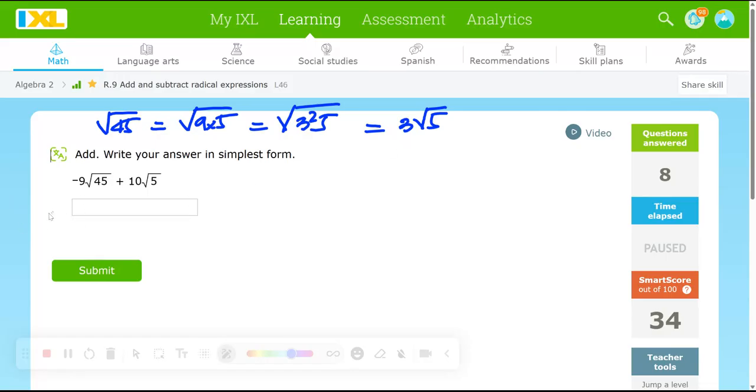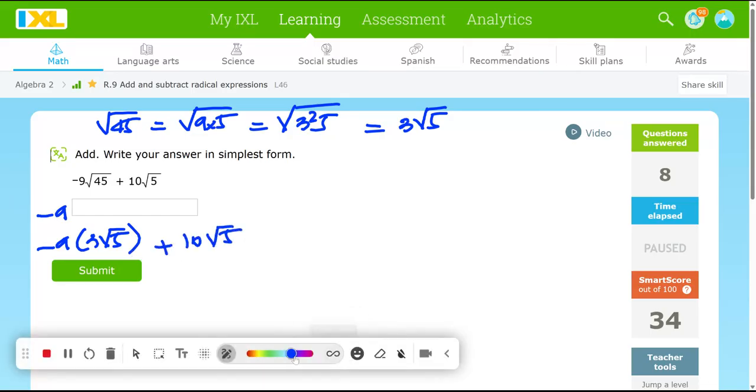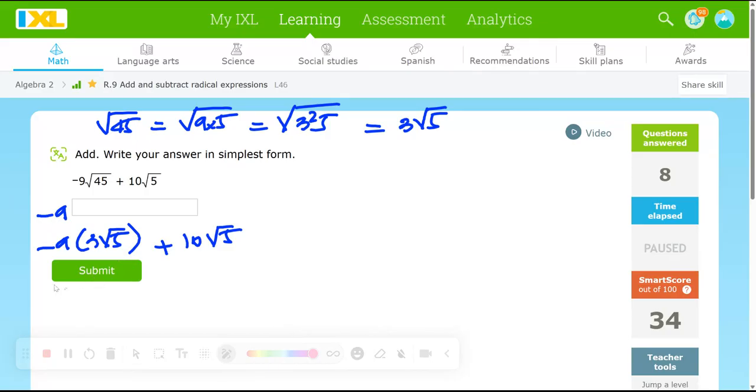Okay, so now I put negative 9, negative 9, 3 square root of 5. And now you have 10 square root of 5. Okay, perfect. So now you can see, before I do this, I multiply them in first. I come out with negative 27 square root of 5, and then plus 10 square root of 5.